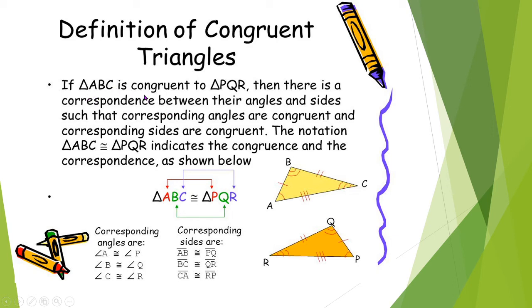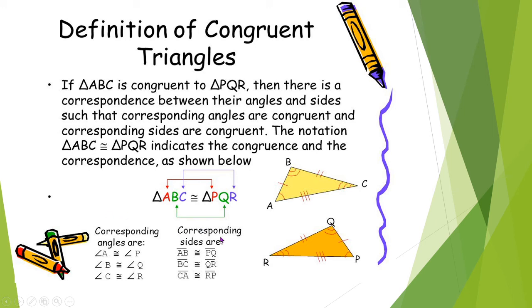If triangle ABC is congruent to triangle PQR, then there is a correspondence between their angles and sides such that corresponding angles are congruent and corresponding sides are congruent. This is the notation: triangle ABC is congruent to triangle PQR. As you can see in these two diagrams, angle A is congruent to angle P, angle B is congruent to angle Q, angle C is congruent to angle R because they are corresponding angles between these two triangles.